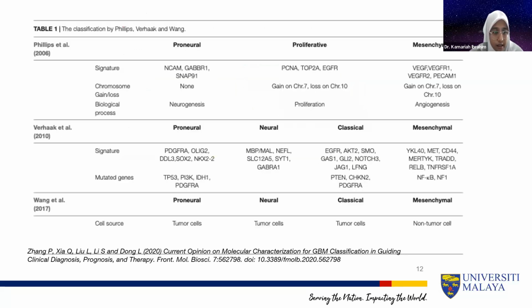Okay, so again, by looking at the classification by Phillips, Verhaak, and Wang, you can see that each individual scientist has their own signatures. For example, Phillips would say that proneural would have a signature of NCAM, GABRB1, GABRA1, and SNAP91, etc., followed by Verhaak and Wang et al. So basically, the classifications suggested are based on molecular or gene signatures.